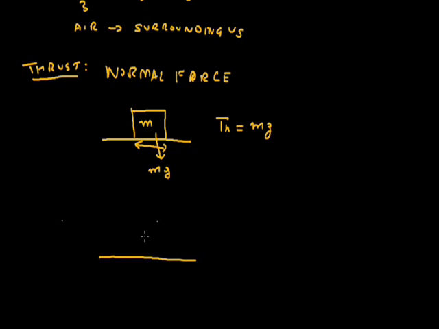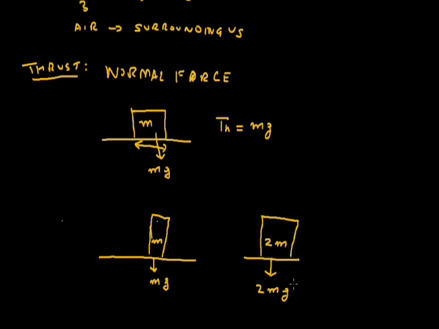Second, let us try to reorient the mass again. Say now it is like this. This is again m. Again the thrust will be what? If I have a mass of 2m, in that case what will be the thrust? It will be 2 times mg. So thrust is nothing but just a force, and it is a normal force, right? Look at the direction of the force on this surface. This is making an angle of 90 degrees. So it is a normal force.